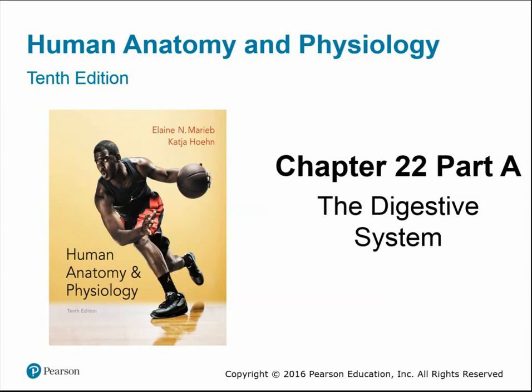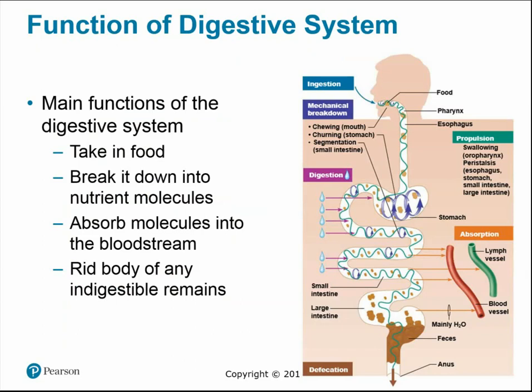This is Chapter 22, Part A, on the digestive system. So the main function of the digestive system is to take in food and then break that food down into its basic nutrient molecules that we can then absorb into the bloodstream, where it'll be delivered to all of the body's tissues and cells, and then also to rid the body of any indigestible remains as feces.